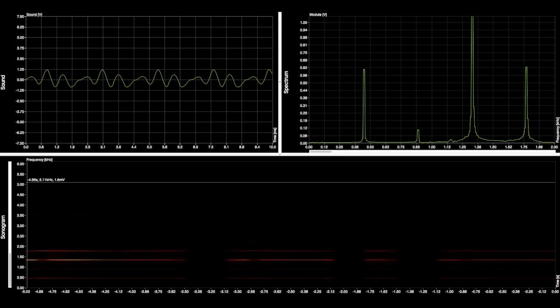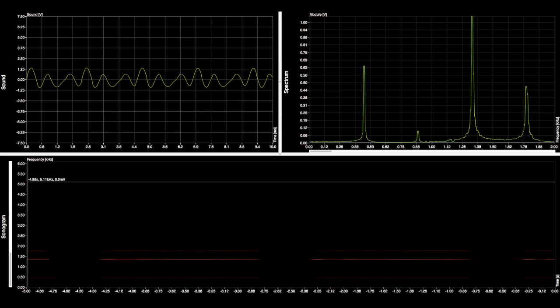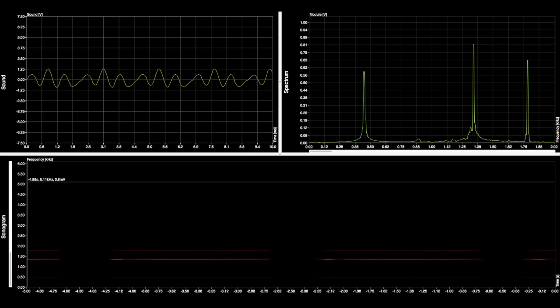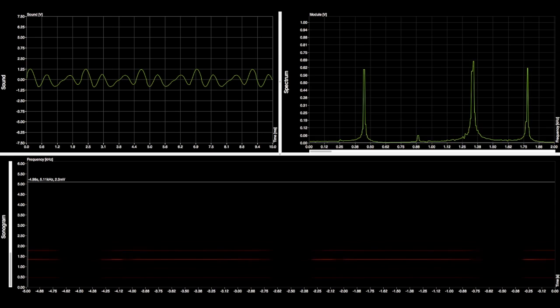Here's the raw recording. Here's the waveform. And here's the spectral analysis. We can see from the sound plot that the clarinet has a steady loudness, and we can also see that the clarinet has many frequencies clustered around 1,320 Hz.